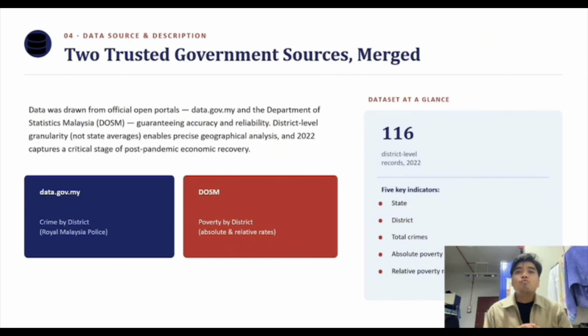In total, we work with 116 district level records from 2022, a year that is especially relevant because it represents a critical period of economic recovery after the pandemic. Our dataset includes five key indicators: first, state; second, district; third, total crimes; fourth, absolute poverty rate; and last, relative poverty rate.